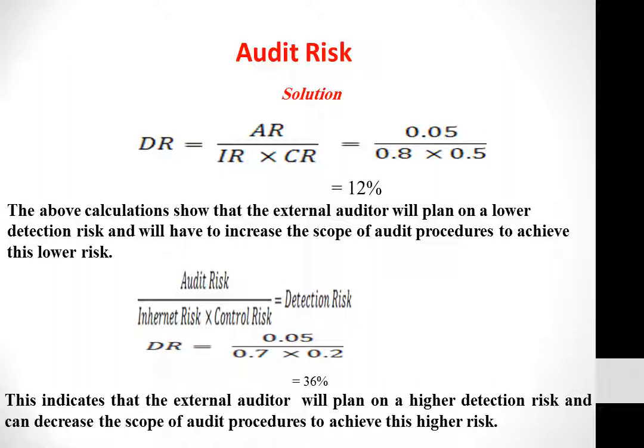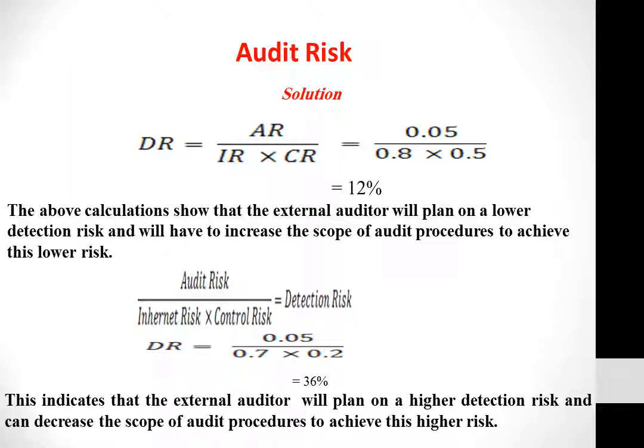Let's find out what happens when inherent risk decreases and control risk decreases. So IR decreased from 80% to 70%. Control risk decreased from 50% to 20%. What is the level of detection risk? Detection risk is going to be audit risk divided by inherent risk multiplied by control risk. So audit risk is still 5%, divided by 70% multiplied by 20%. So the level of detection risk is going to be 36%.